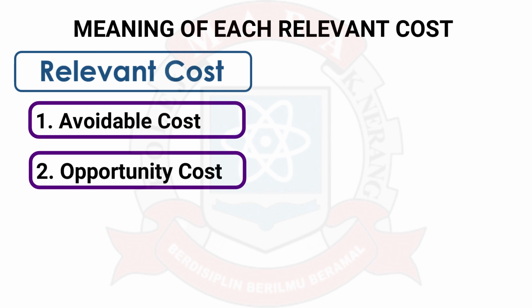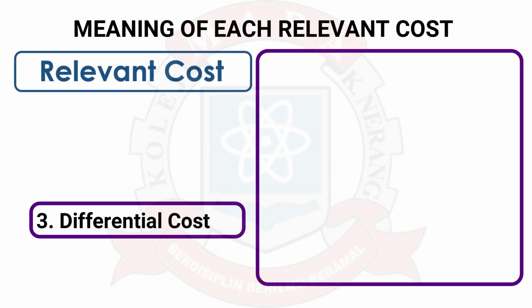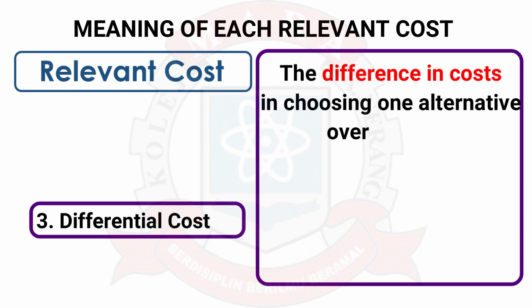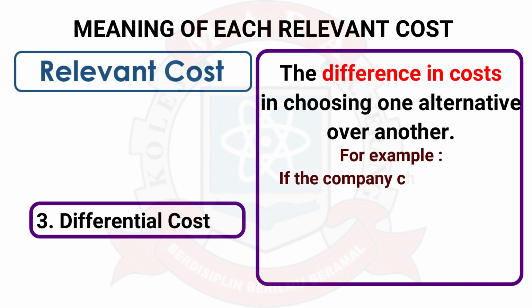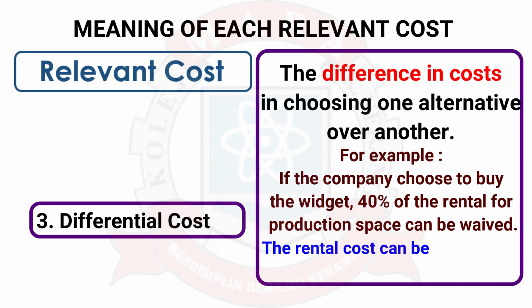Type number 3 of relevant cost is differential cost. Okay, what do you think is the meaning of it? The difference in cost in choosing one alternative over another is the meaning of differential cost. For example, if the company chooses to buy the widget, 40% of the rental for production space can be waived. The rental cost can be considered as differential cost.